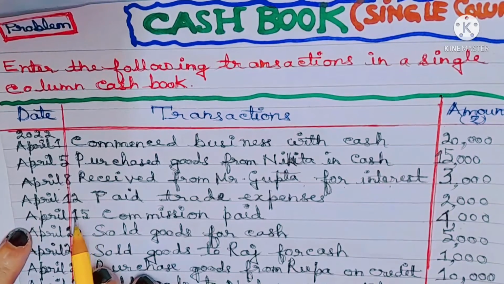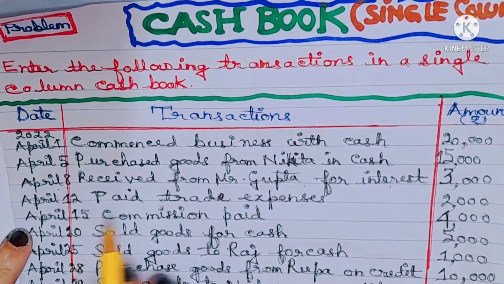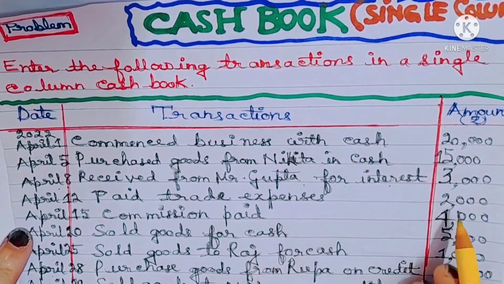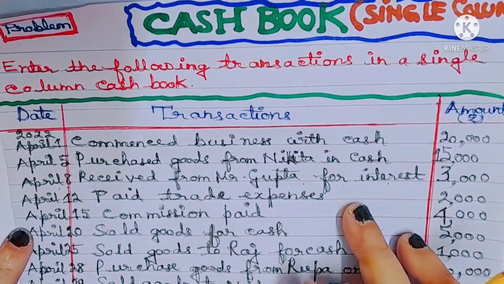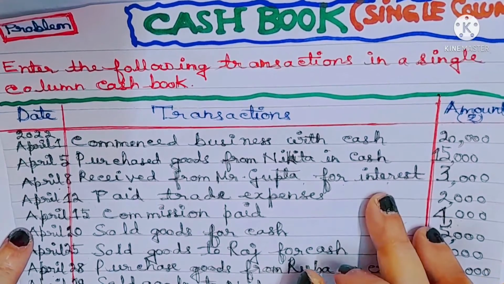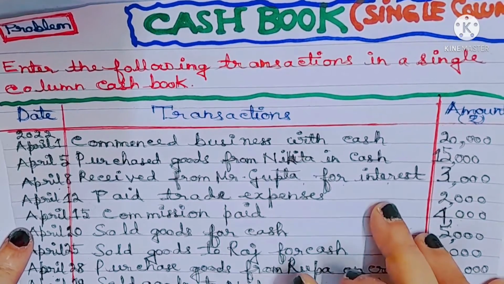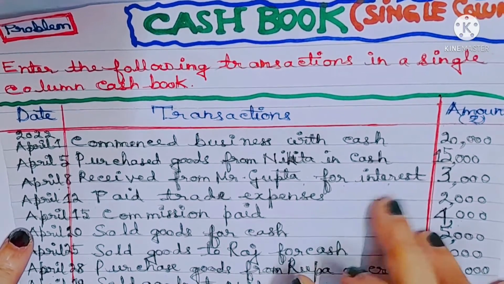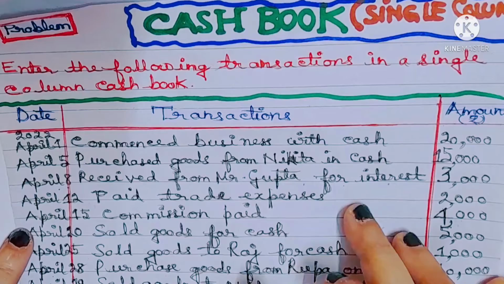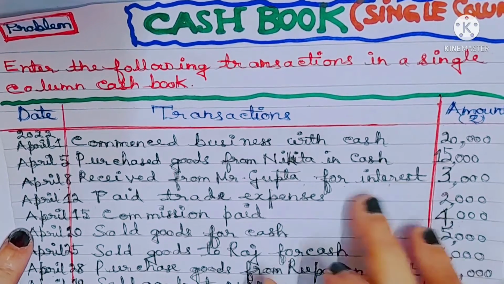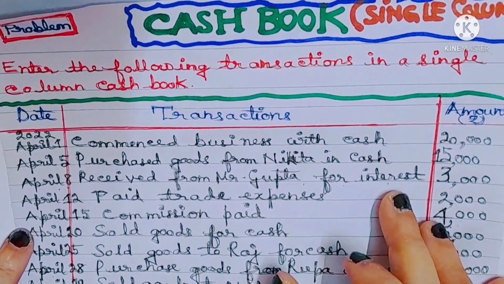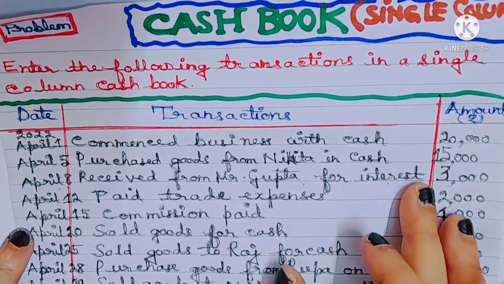The next transaction is on 12th April, paid trade expenses 2,000. So what will be the journal entry? The journal entry will be trade expenses debit to cash account. What is the position of cash account? Since cash account is on the credit side, trade expenses will also be on the credit side. So we'll have to write by trade expenses in the cash book on the credit side.